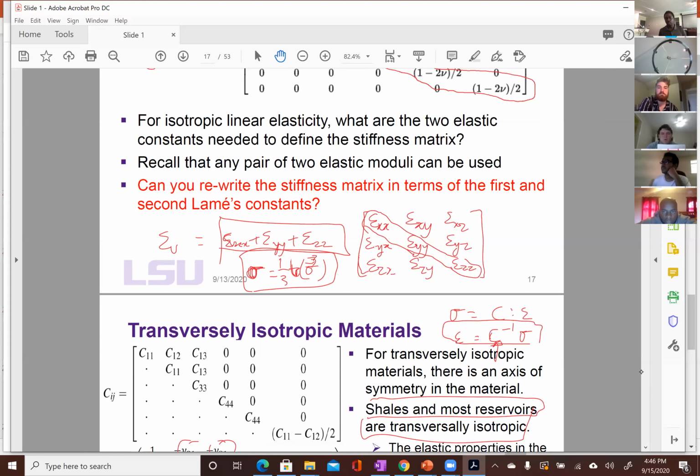So this is one weird thing to watch out for. The mean stress is a mean. It's a third of the sum of the normal stresses. But volumetric strain is just the sum of the 3. You don't divide by 3. That's just one point to note.